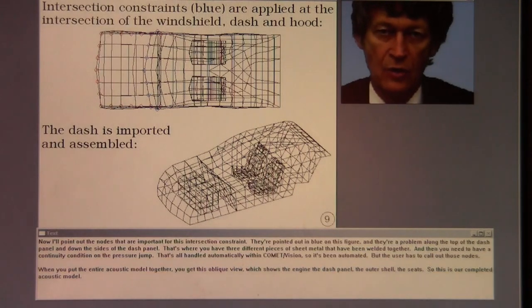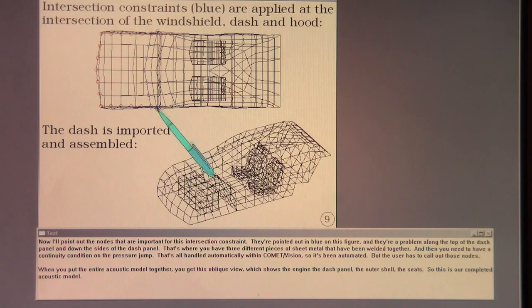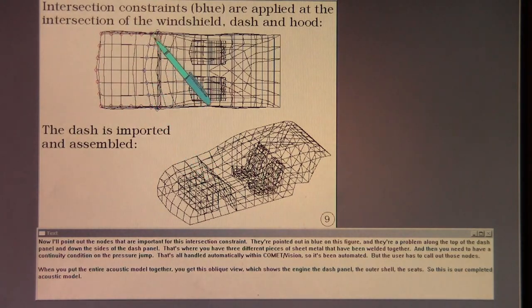Now I'll point out the nodes that are important for this intersection constraint. They're pointed out in blue on this figure, and they're a problem along the top of the dash panel and down the sides of the dash panel. That's where you have three different pieces of sheet metal that have been welded together, and then you need to have a continuity condition on the pressure jump. That's all handled automatically within Comet Vision, so it's been automated, but the user has to call out those nodes.